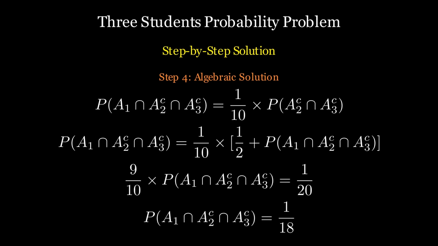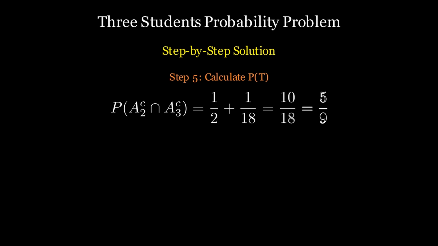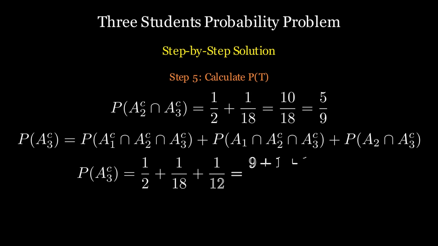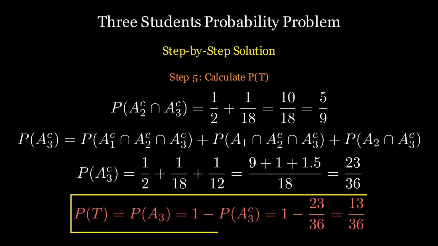Step 5. Calculate the probability of T. The probability of A2 complement intersect A3 complement equals 1/2 plus 1/18, which equals 10/18, which equals 5/9. The probability of A3 complement equals the probability of A1 complement intersect A2 complement intersect A3 complement plus the probability of A1 intersect A2 complement intersect A3 complement plus the probability of A2 complement. This equals 1/2 plus 1/18 plus 1/12, which equals 9 plus 1 plus 1.5 over 18, which equals 23/36.